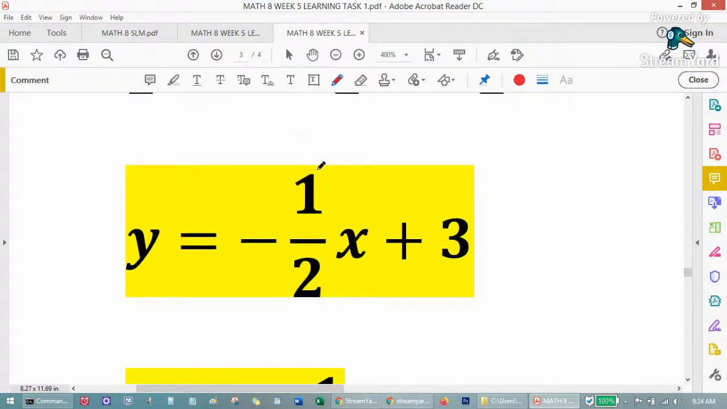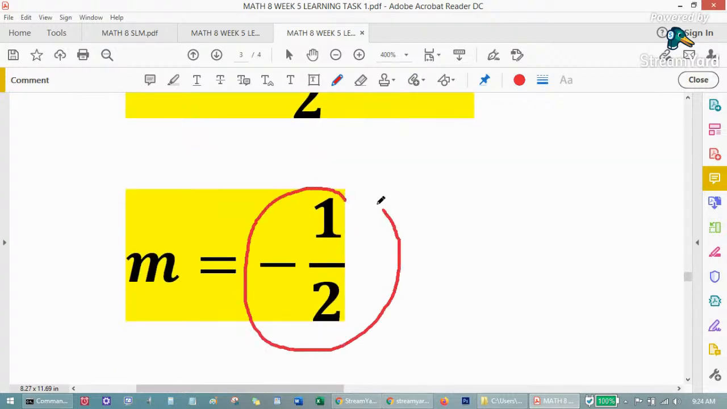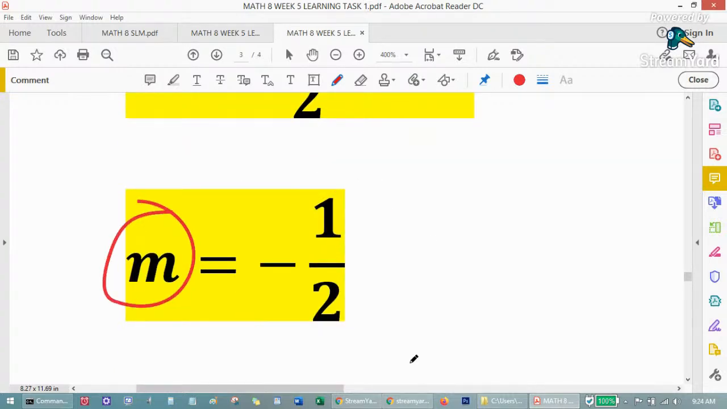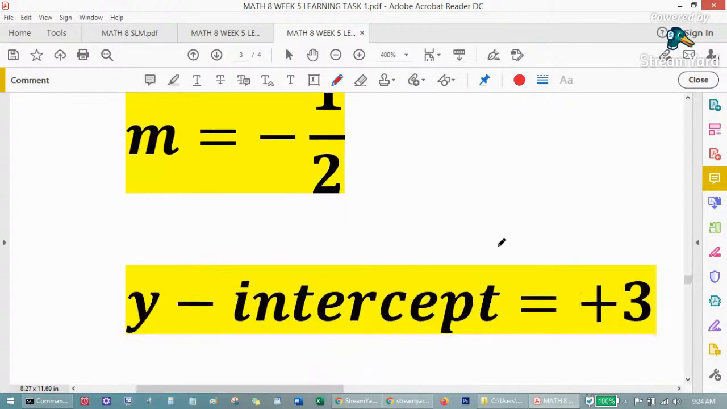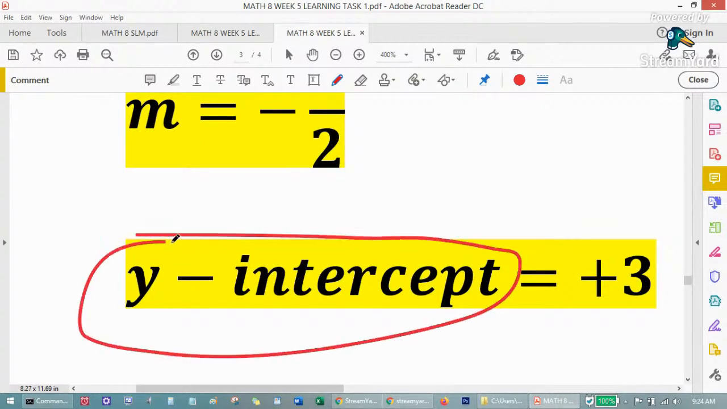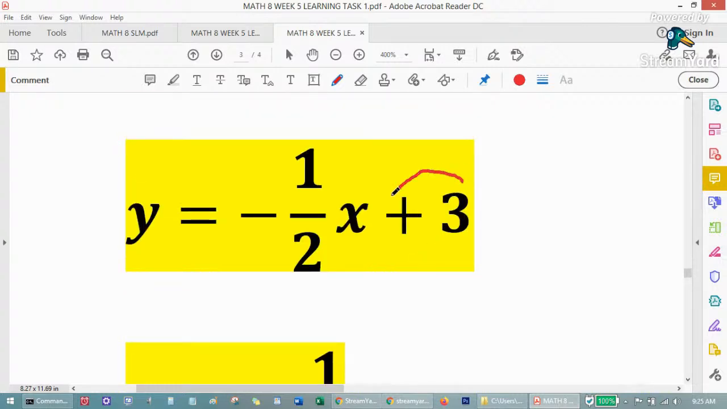And then ano ang slope? The slope is yung coefficient ng x, katabi ng x, that is negative 1 half. That is the slope. The y-intercept, that is positive 3. Y-intercept is equal to positive 3. Saan galing ang positive 3? Dito. Positive 3, that is the y-intercept.